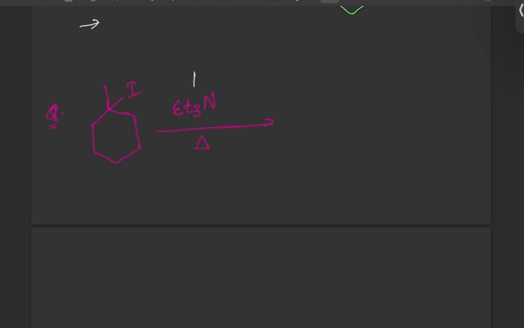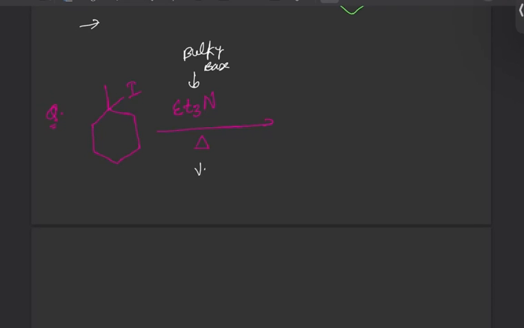So if you see this, this is a bulky base. Dekho, three ethyl groups are attached to one nitrogen, so there will be too much bulk. So in the case of a bulky base, what product do you expect? Hofmann or Saytzeff? Anyone?